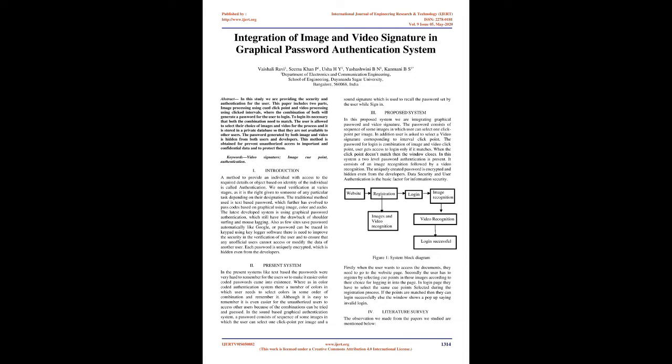Proposed system. In this proposed system we are integrating graphical password and video signature. The password consists of a sequence of images in which the user can select one click point per image. In addition, the user is asked to select a video signature corresponding to an interval click point. The password for login is a combination of image and video click points. The user gets access to login only if it matches. When the click point doesn't match, the window closes.